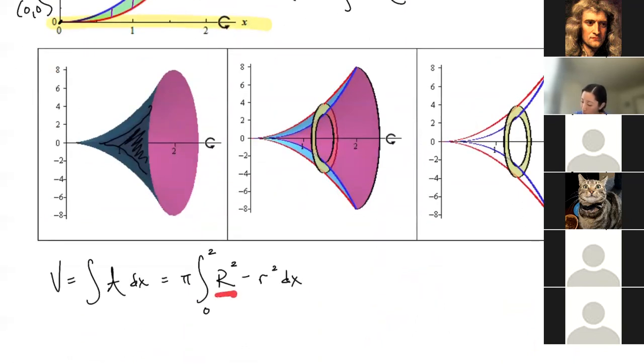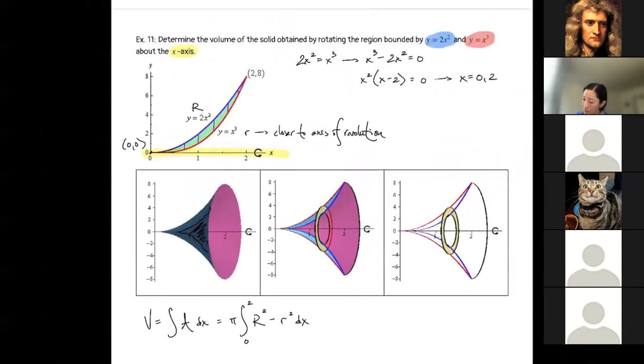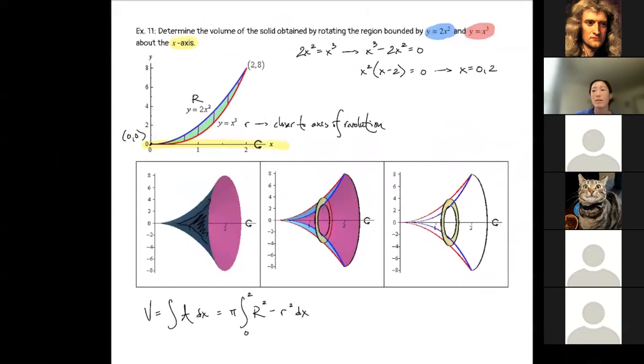But what can we put in for big R and for little r? Let's get that all on one page. What can we put in for big R and what can we put in for little r? Let's see. Big R is 2x squared and little r is x cubed.